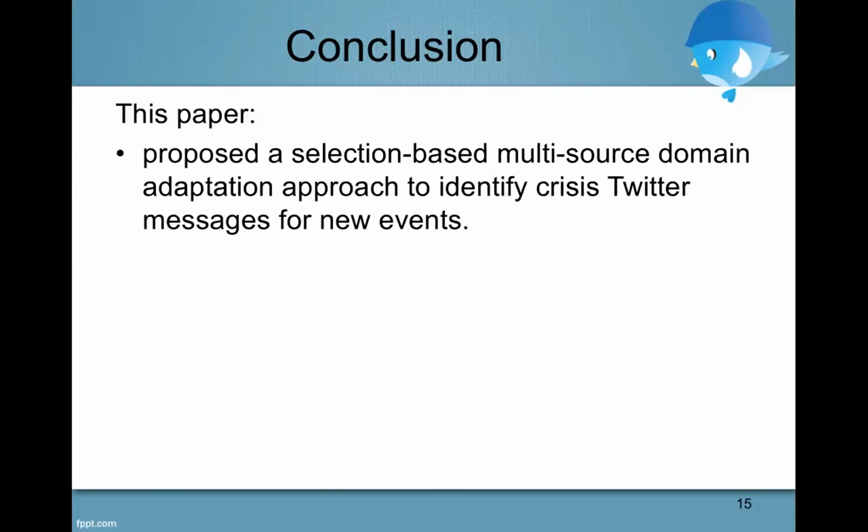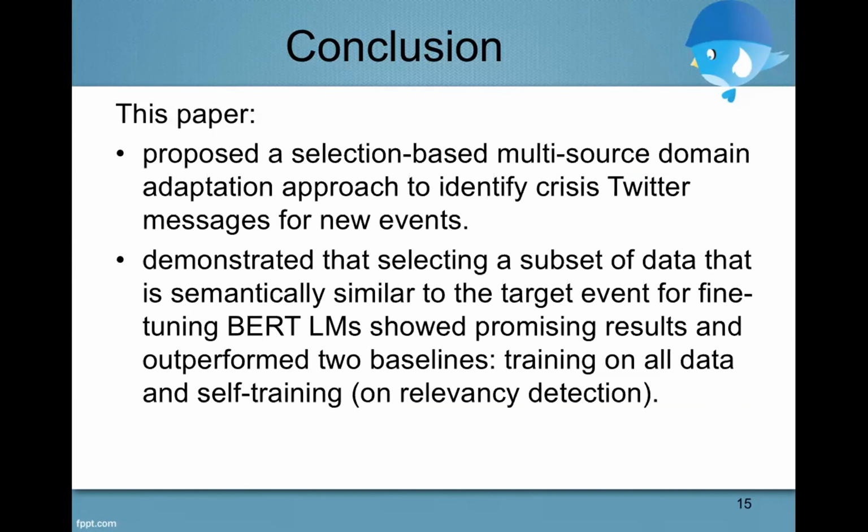So to conclude, this paper proposed a selection-based multi-source domain adaptation approach to identify crisis tweet messages for new events. And we demonstrated that selecting a subset of data that is semantically similar to the target event for fine-tuning BERT language models showed promising results and outperformed two baselines, which is the training on all data in both tasks, and it works better than self-training on a relevancy detection task. So that's all, and thank you for listening.